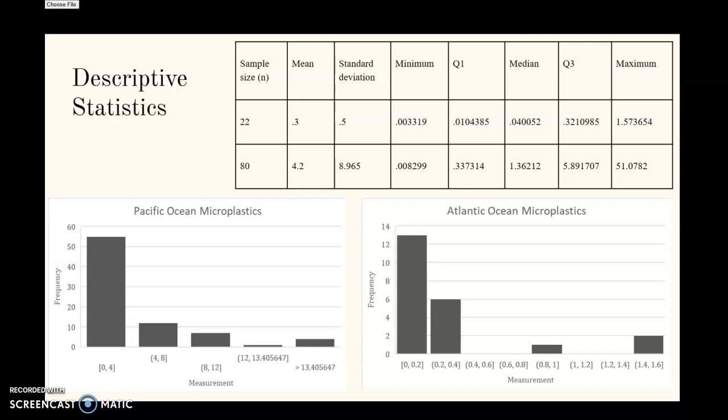Now, looking at the differences, you can see that there is a bigger standard deviation with a bigger sample size, which is kind of expected. And then if you look at the graphs, a lot of them are between 0 and 0.2. That's where most of the microplastic measurements lie.